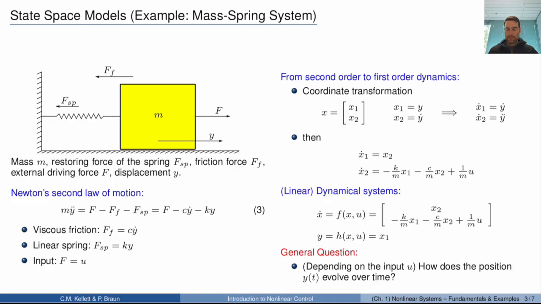And here we just need to remember, what were we interested in? Well, we said we are interested in the displacement of the center of mass, meaning we can define our output function in such a way that we have y is equal to x1. And a question we are interested in general, and what we will be covering in the following chapters, is, well, how does y of t, the output, the position, evolve over time when we are changing the input u, so if we are applying different forces here.